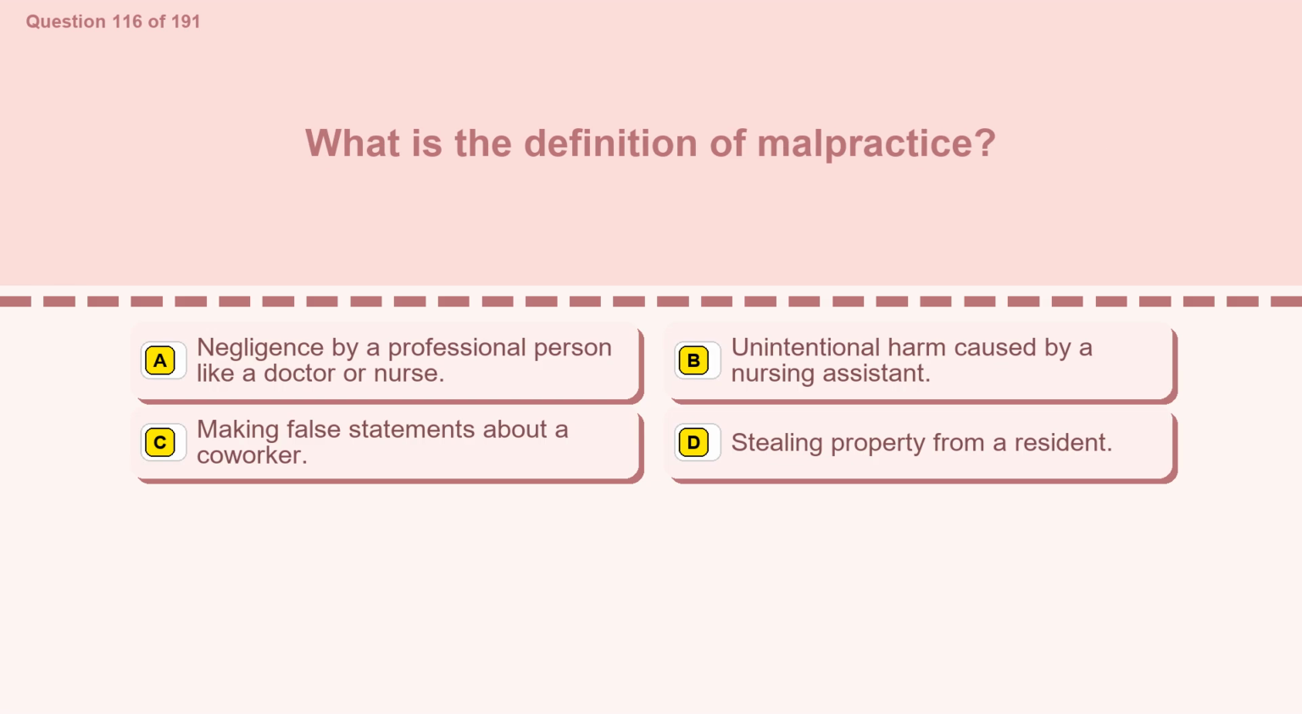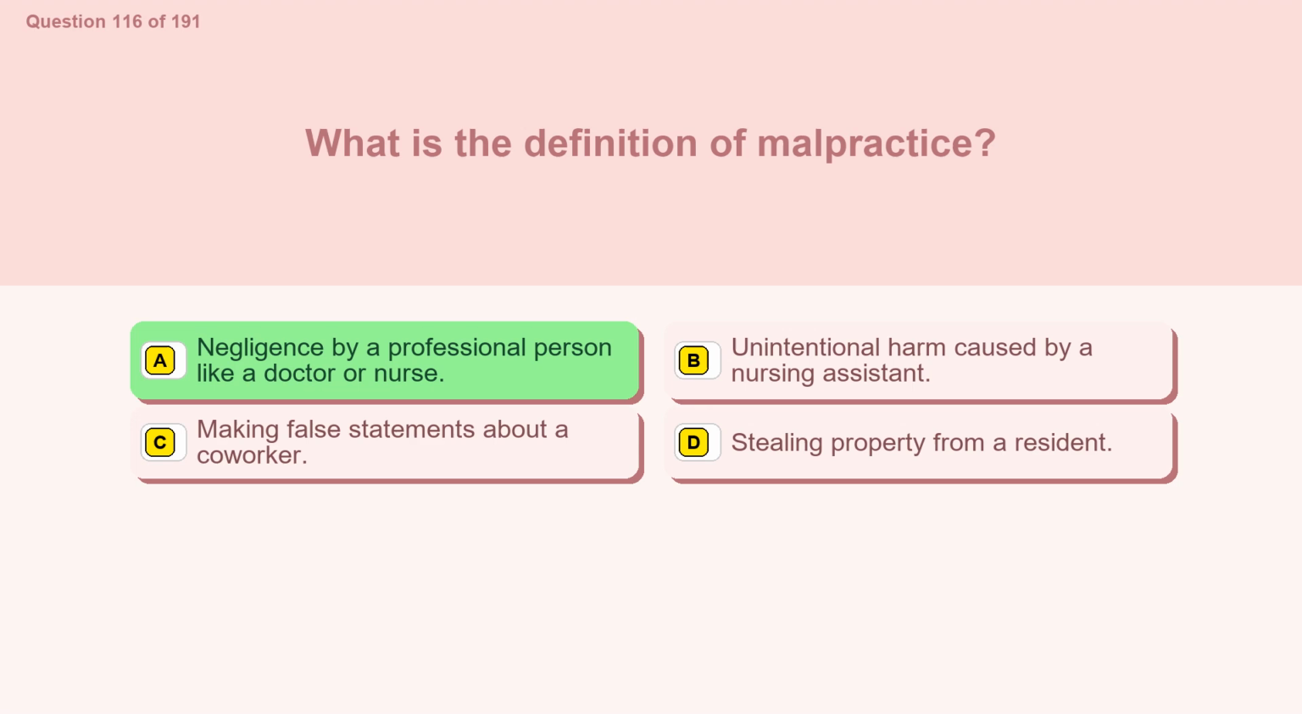Question 116. What is the definition of malpractice? Option A. A negligence by a professional person like a doctor or nurse. Option B. Unintentional harm caused by a nursing assistant. Option C. Making false statements about a coworker. Option D. Stealing property from a resident.